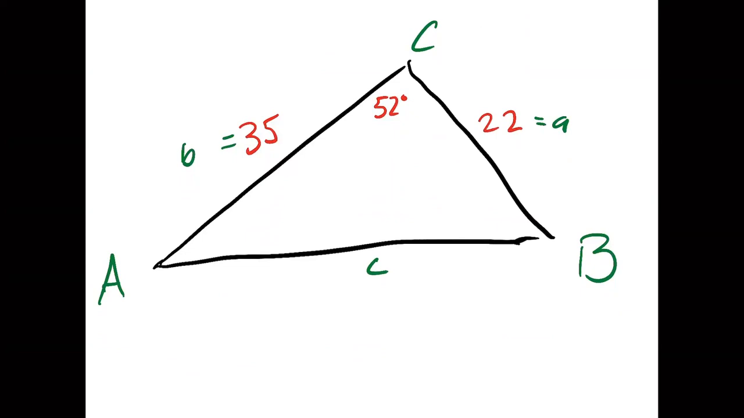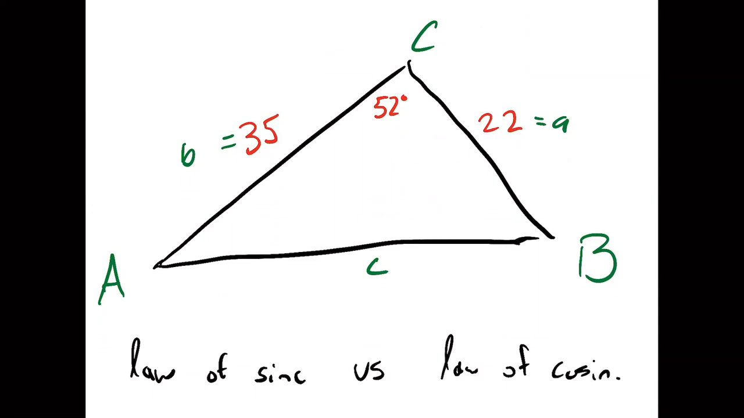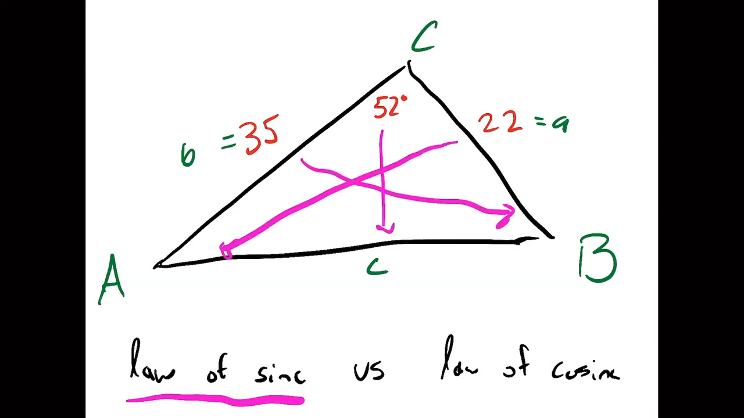Again, let's just quickly pick between the law of sine versus the law of cosine. If we're looking at the law of sine here, we need an angle and a side. So we have an angle but no side. We have a side but no angle. And we have another side but no angle. So we can't actually use the law of sine here. We have to apply the law of cosine.